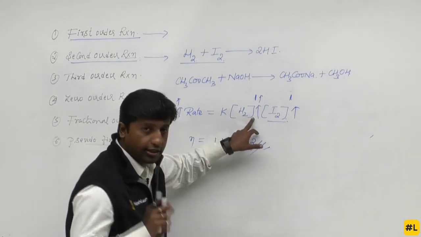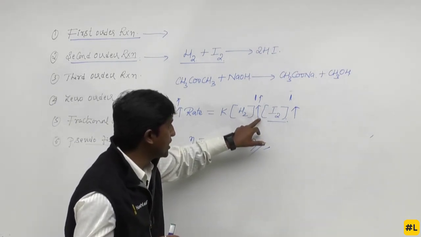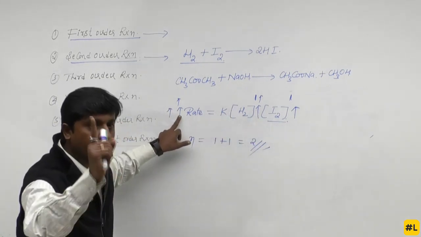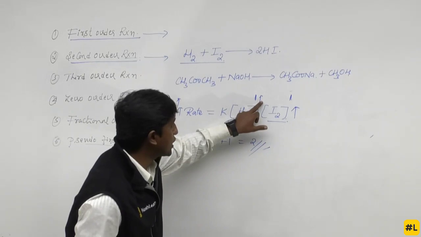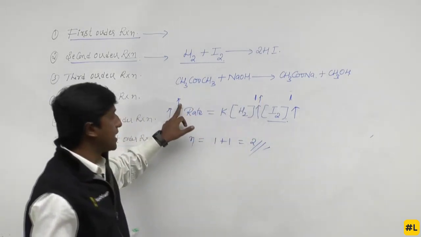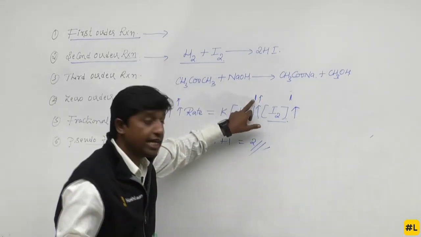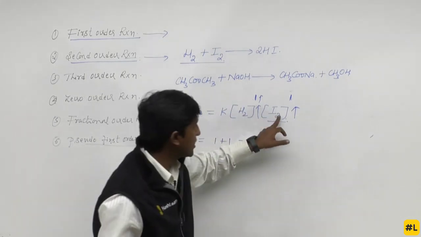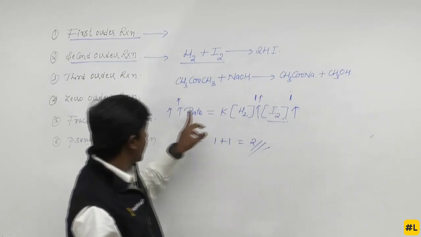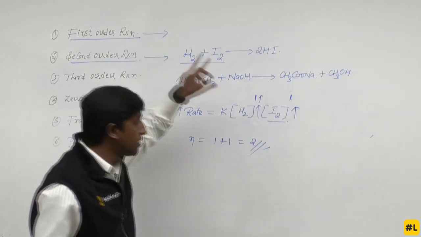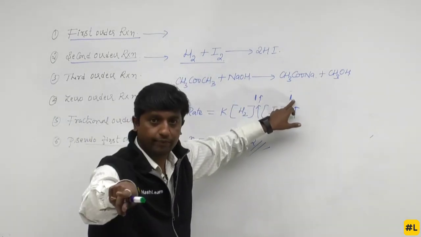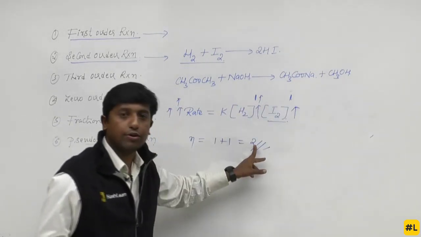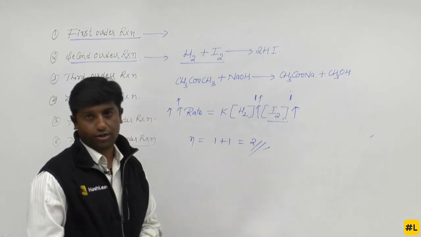Listen carefully. When the concentration of hydrogen is increased by 1 unit, the rate increases by 1 unit. One arrow stands for 1 unit. If I increase the concentration of hydrogen by 1 more unit, the rate increases by 1 more unit. Hence, the order with respect to hydrogen is 1. If I increase the concentration of iodine by 1 unit, again the rate increases by 1 unit. Hence, the order with respect to iodine is also 1. The overall order is 1 plus 1, which equals 2. It is a second order reaction.